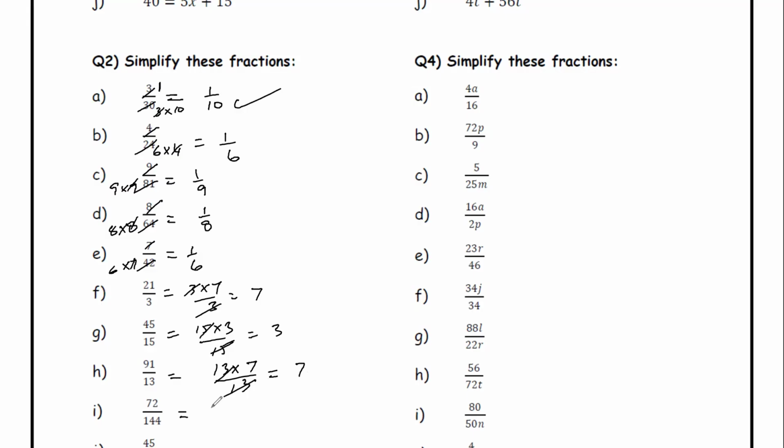Right. 72 and 144. So I know 144 is twice 72. So it is simply 2 times 72. Yeah, that's half.